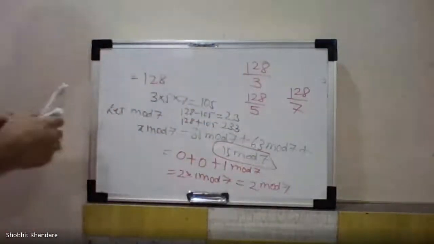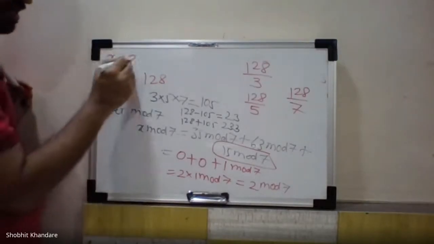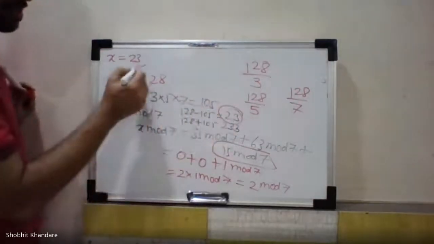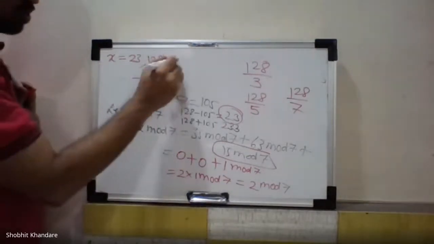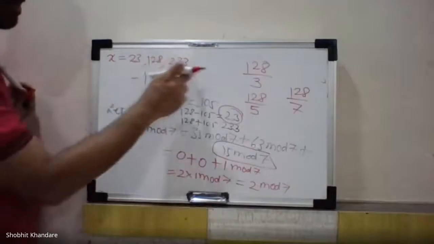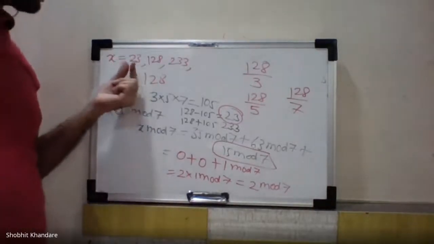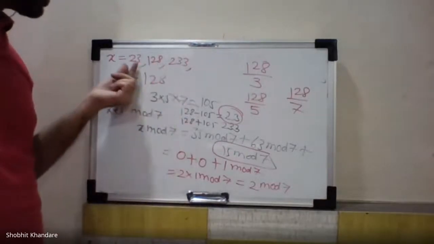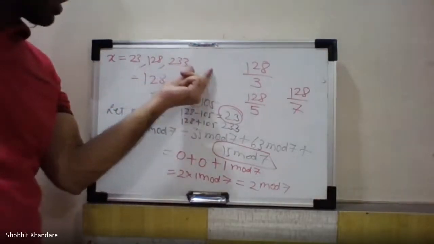You can also cross check. The different values of x will be 23, which we got from here, then comes 128, then comes 233. If the question asks for different values of x, it is 23, it is 128, it is 233. Can any one of you tell me the next number?